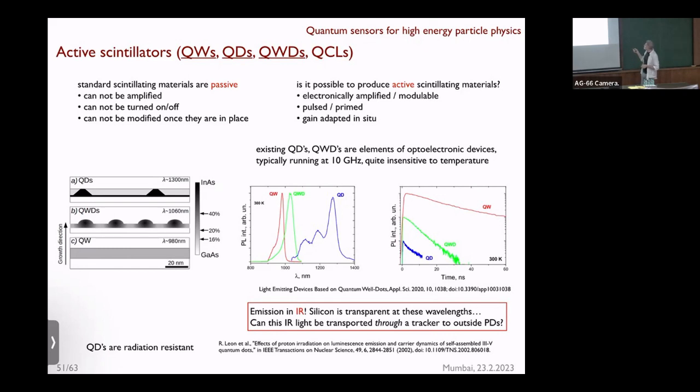And going further would mean, for example, thinking about having active scintillating materials, materials where you can electronically amplify and modulate their response to incoming radiation, which you can turn off or on, pulse and prime for collisions. Or we can adapt the gain in situ to react, for example, to aging effects, where the light that is emitted is less intense as a function of time. And these kinds of active scintillating materials exist.